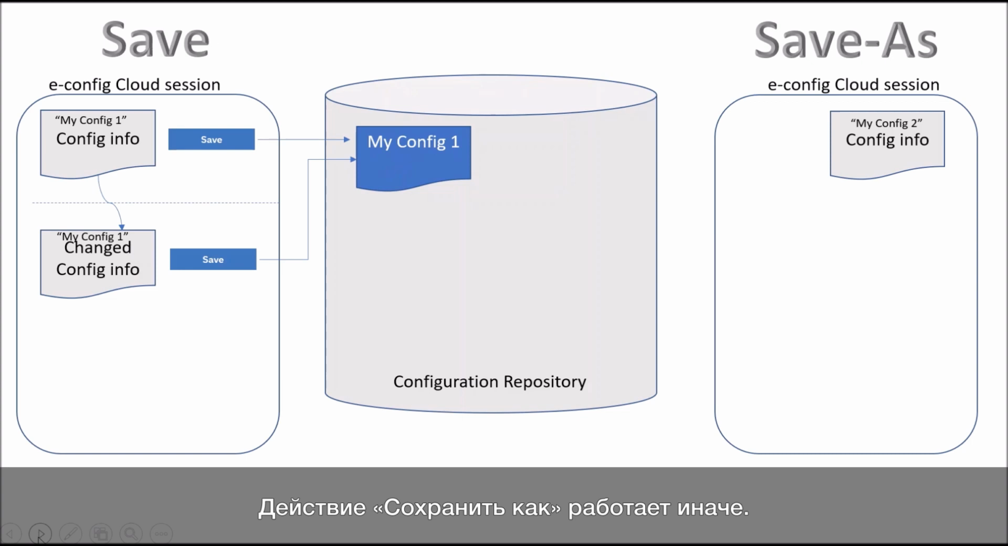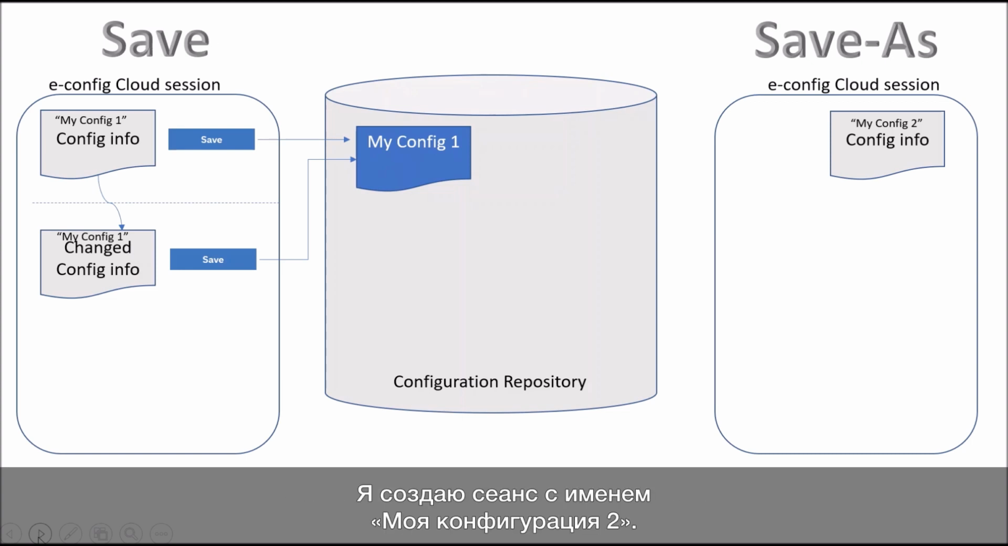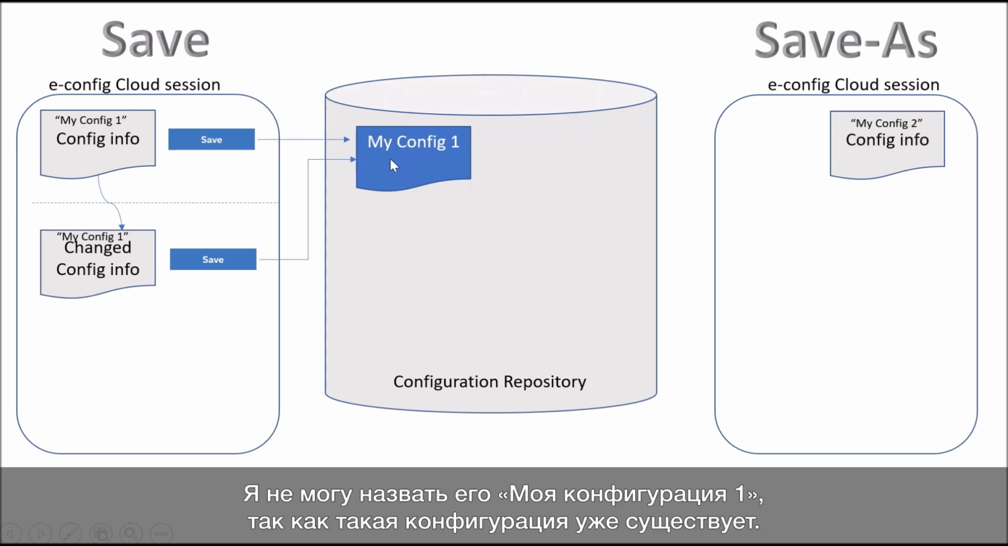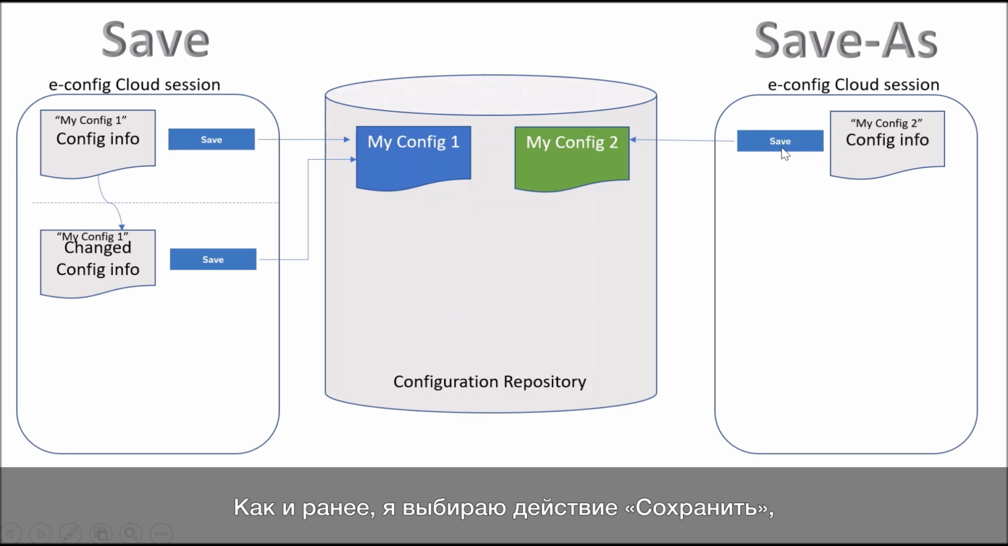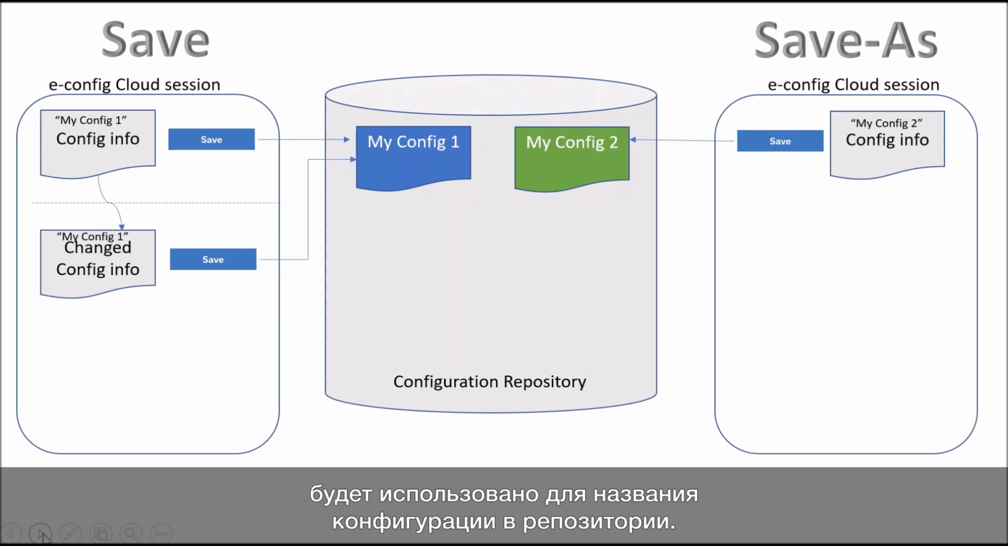Contrast that with a save as scenario. So now let's say I go start another session and I create that session called myconfig2. I can't call it myconfig1 because that one is already used. So I call that myconfig2. I create my configuration information. In the same way, I hit the save action. And because that's my configuration session name, that's what it's going to save as in the repository.